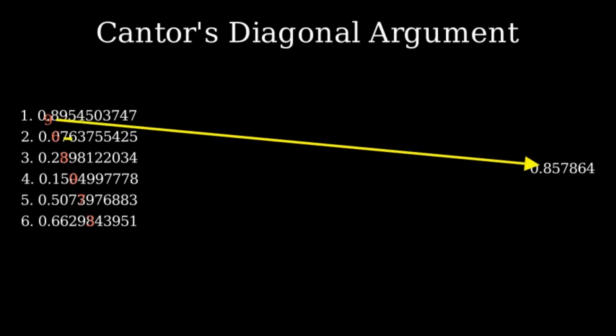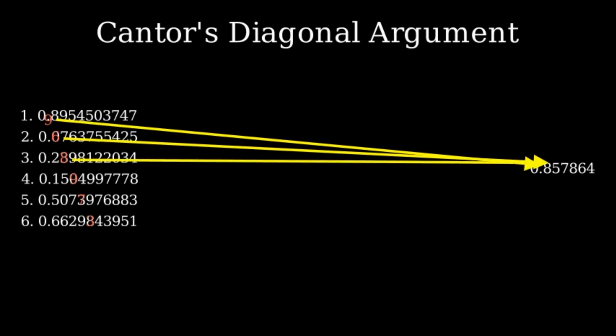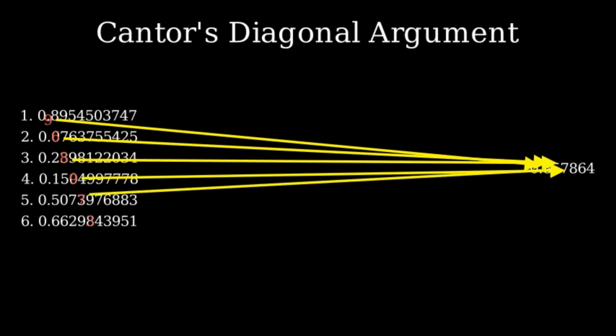We construct a new number by changing each highlighted digit. If the digit is 5 or less, we add 1 to it. If it's greater than 5, we subtract 1. This ensures our new number is different from every number in our list in at least one decimal place.